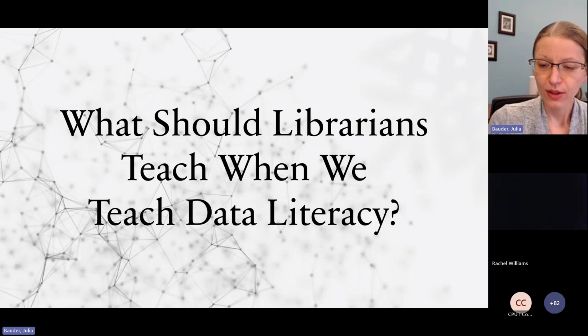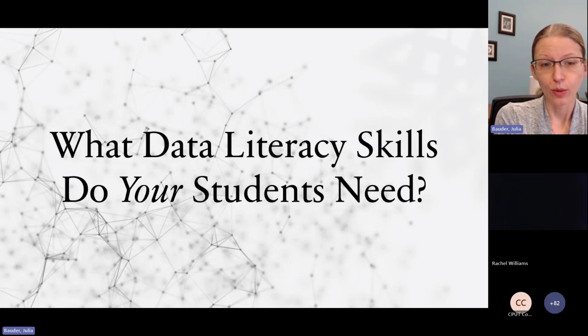And I would argue that there is no single answer to this question that will be right for everyone. As I see it, the most important question to think about when deciding what data literacy skills you should teach is, which of those skills are going to be most important to your students? For students who are at different points in their education, who are studying different subjects, who are headed into different careers, there are different data literacy competencies that are going to be important to them.